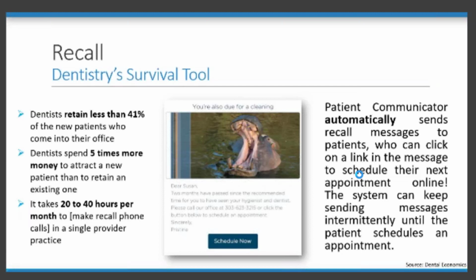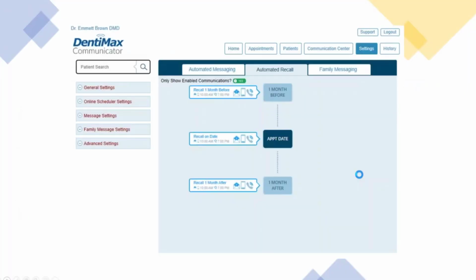The Communicator automatically sends recall messages to patients who can click on a link in the message to schedule their next appointment online if you give them that ability, or to request an appointment online. The system can continue to send messages intermittently until the patient schedules a recall appointment. So this system is going to help you stay on top of your recall system.